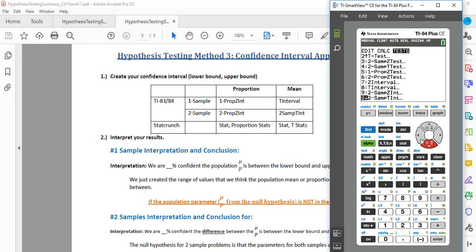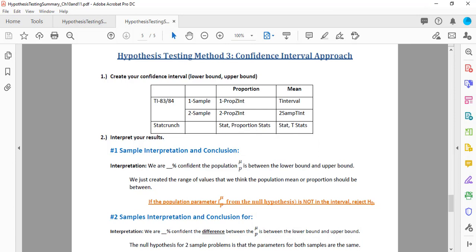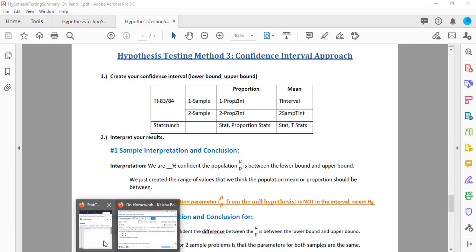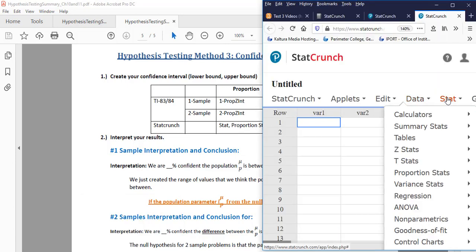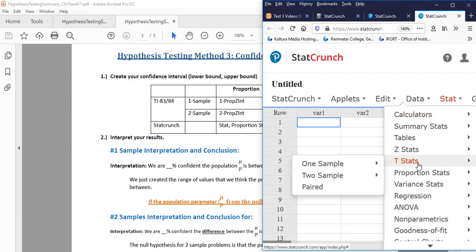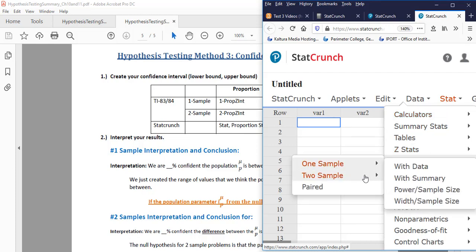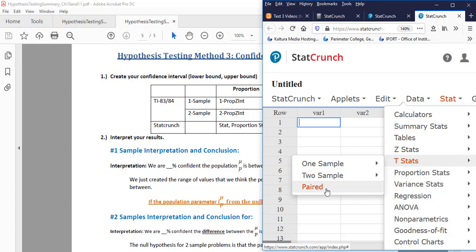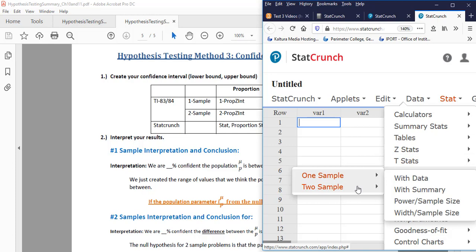If we have a 1 sample proportion problem, we're going under 1 prop Z int. If we have a 2 sample proportion problem, we're going under 2 prop Z int. If you're a StatCrunch person, then you're under stat and T stats, 1 sample or 2. We no longer do paired in this course. Or you're under proportion stats and then 1 sample or 2.